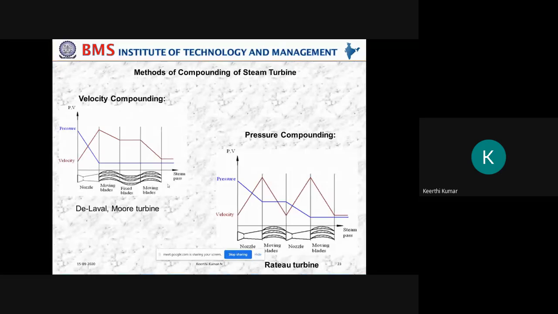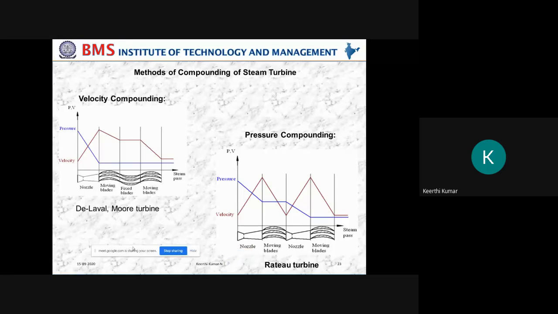Like that, you should draw the figure of blades, fixed blades and moving blade, nozzle, velocity and pressure, drop in velocity and drop in pressure. So this is how the velocity compounding turbine works. And what is the example for this type of velocity compounding turbine? The De Laval turbine or Curtis turbine. The De Laval turbine and Curtis turbine are the two examples of velocity compounding turbines.